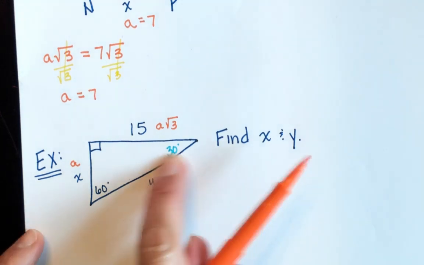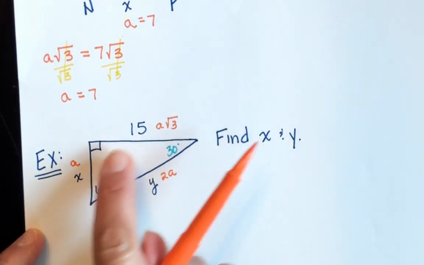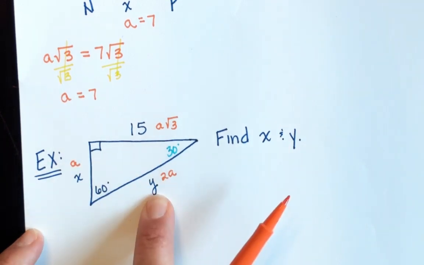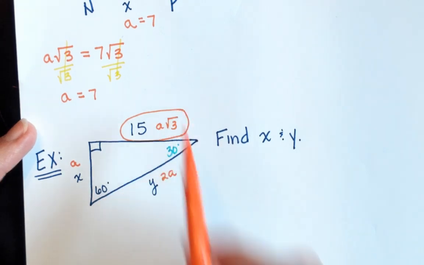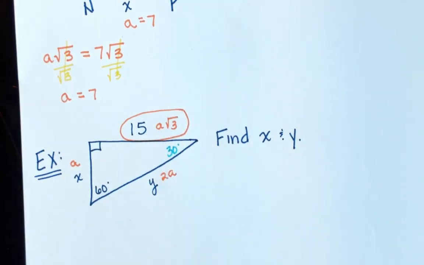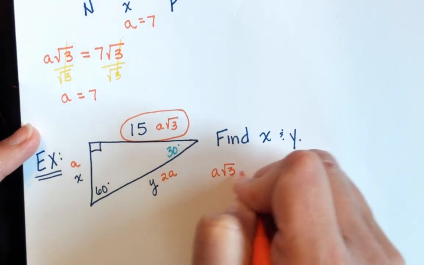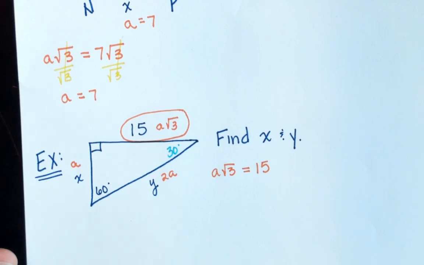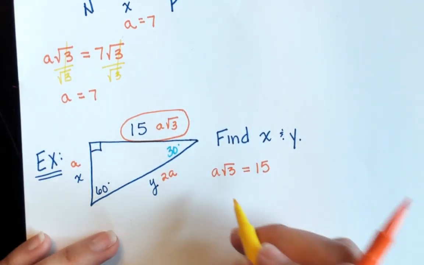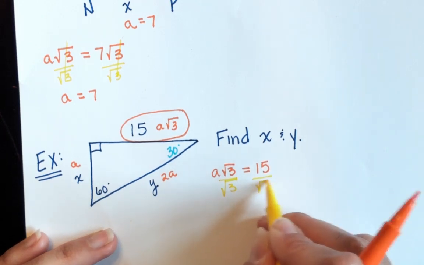Again, opposite the angle is how I know where to put the formula. Opposite the angle, opposite the angle. And once I have my formula, the side that has the value and the formula, I set equal to each other. So a radical 3 is going to be equal to 15. To get a by itself, we're not going to change math. Math stays the same. We're going to divide by that radical 3.